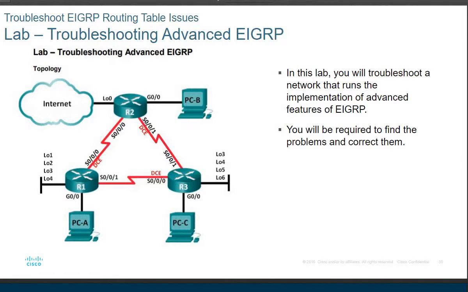Troubleshooting EIGRP Routing Table Issues: Lab, Troubleshooting Advanced EIGRP. In this lab, you will troubleshoot a network that runs the implementation of advanced features of EIGRP. You will be required to find the problems and correct them.